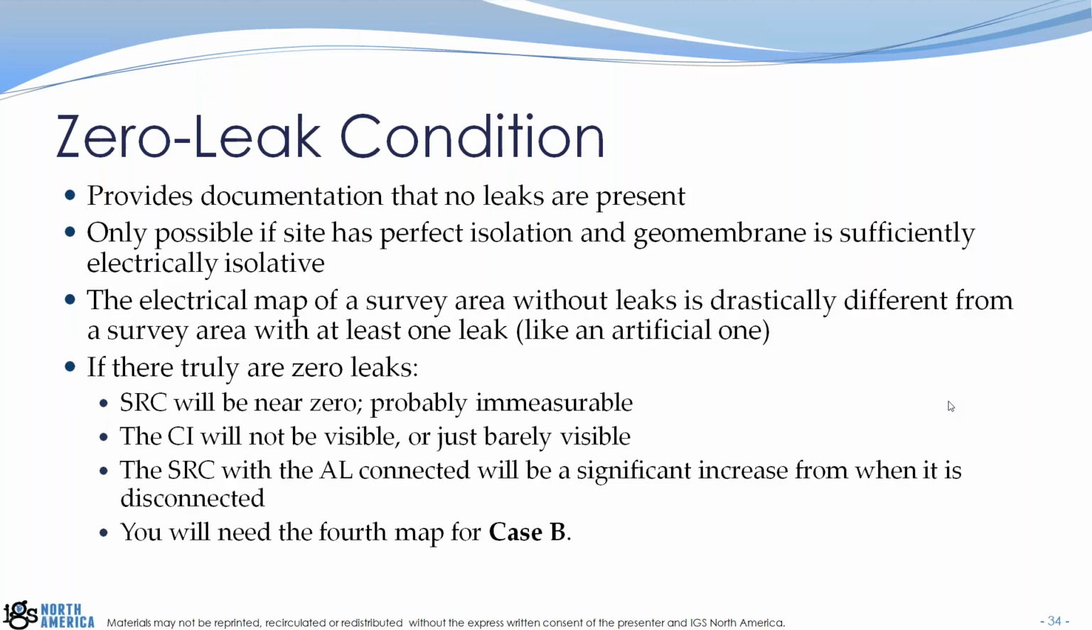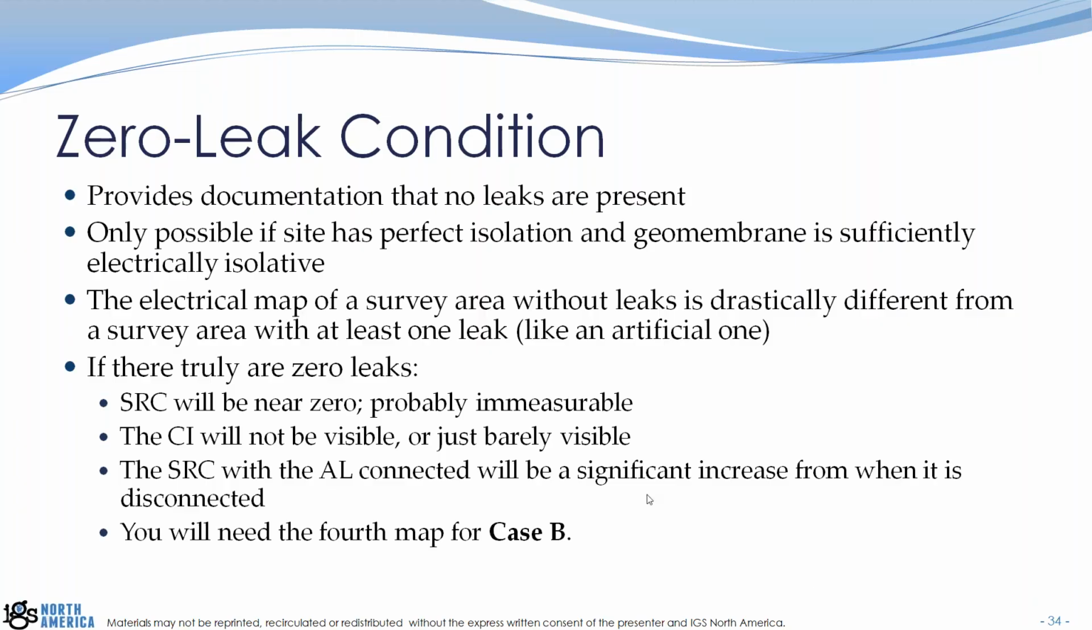So the electrical map of a survey area without leaks is night and day different from a survey area with even just one little tiny leak, for example, the artificial leak. If there truly are zero leaks, the site response current will be very, very low, maybe even immeasurable. It'll appear to be zero. This depends on the geomembrane material, but for something like HDPE, 60 or 80 mil, it'll be very close to zero. The CI will not be visible because there's no current flowing off of it. The site response current with AL connected will be a significant increase from when it was disconnected.